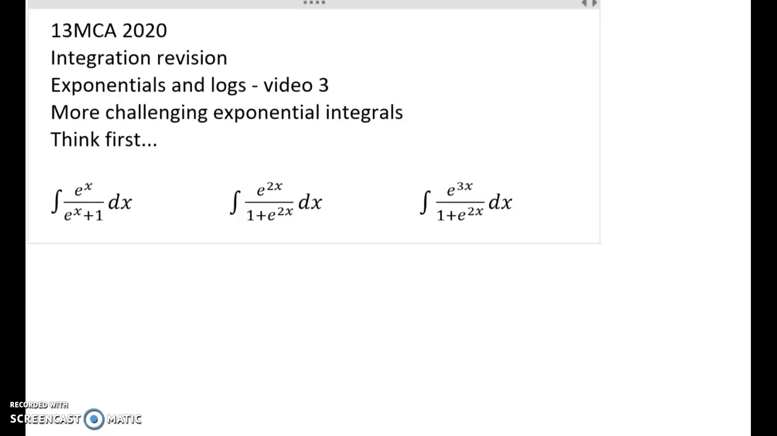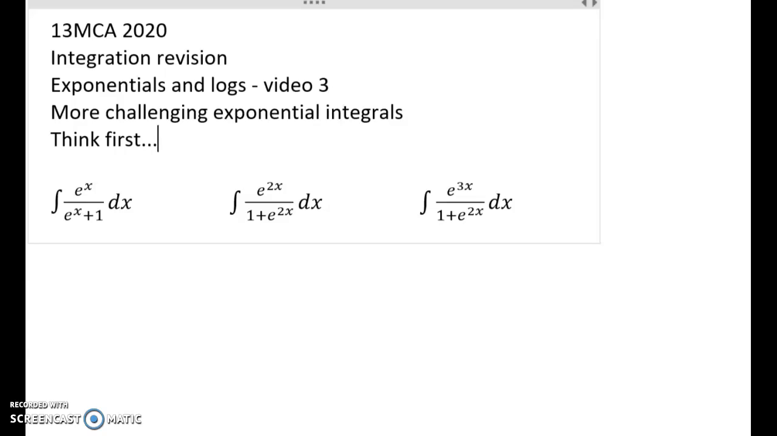So two of these are pretty okay, and one of them I think I would class as challenging for a secondary school student. So have a look and see which ones you can do without any hints. So pause the video and try them.